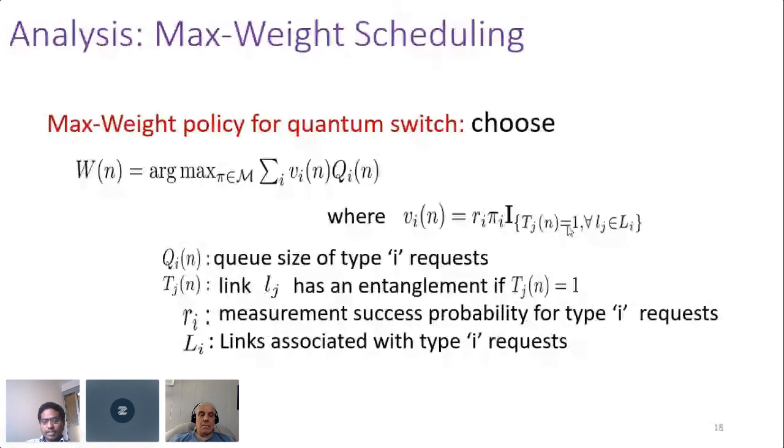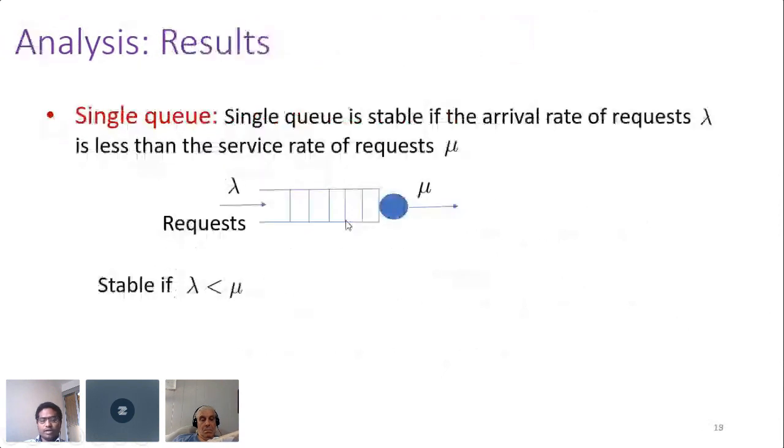So I indicates the indicator function that says that T_j(n) is equal to 1 for every link that belongs to the type i request. Here T_j(n) says that link Lj has a primary entanglement if T_j(n) is equal to 1, otherwise it is 0. So V_i(n) essentially is the weight for type i request, and under this max weight policy, we are selecting a matching pi which maximizes this weighted sum of different types of requests. And using this policy, we were able to show that our switch will be stable.